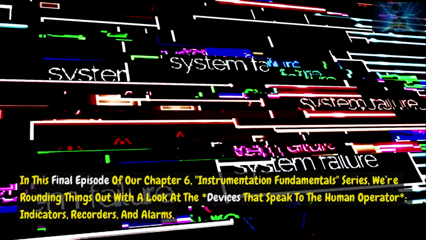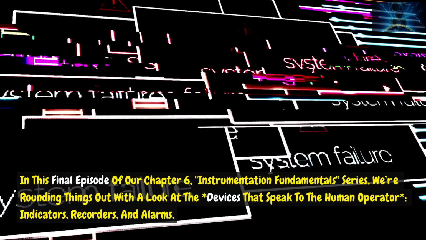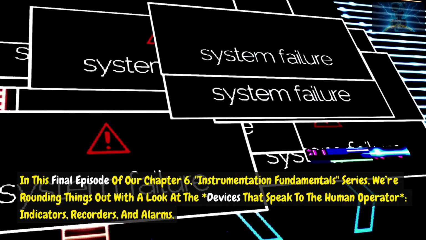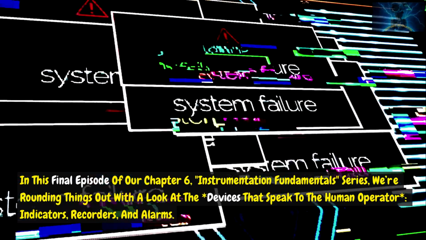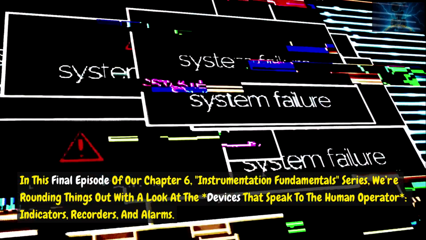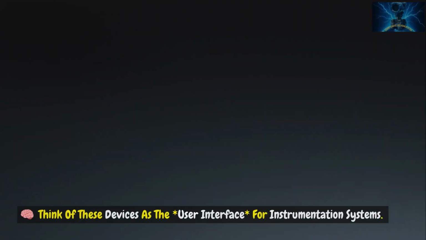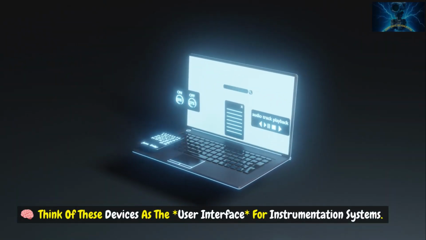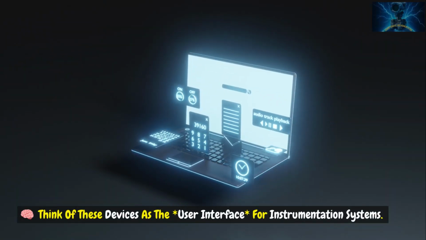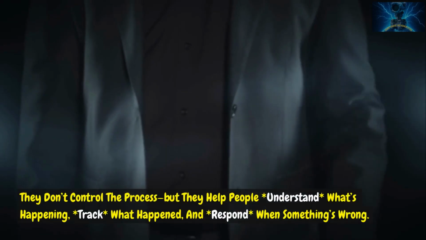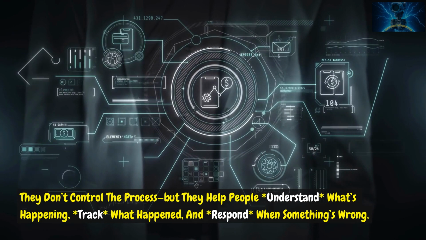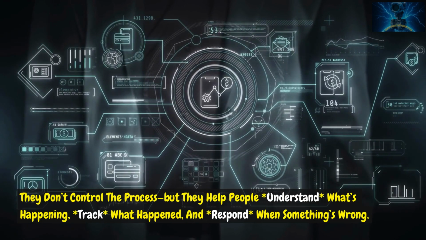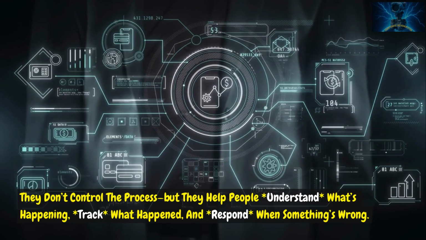In this final episode of our Chapter 6, Instrumentation Fundamentals series, we're rounding things out with a look at the devices that speak to the human operator: indicators, recorders, and alarms. Think of these devices as the user interface for instrumentation systems. They don't control the process, but they help people understand what's happening, track what happened, and respond when something's wrong.